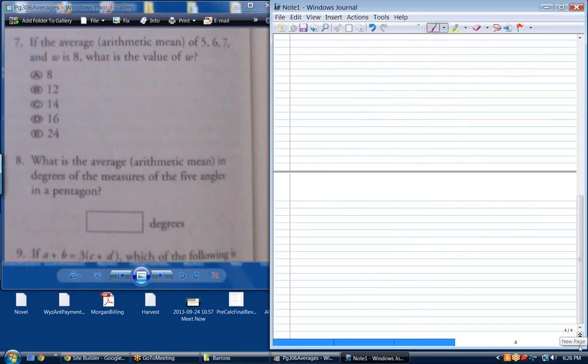The average of 5, 6, 7, and W is 8. What's the value of W?